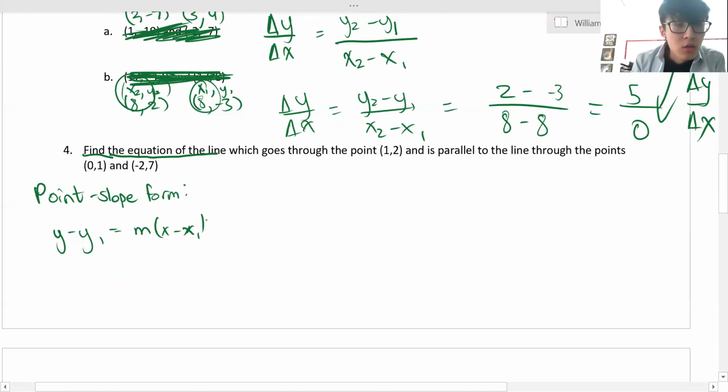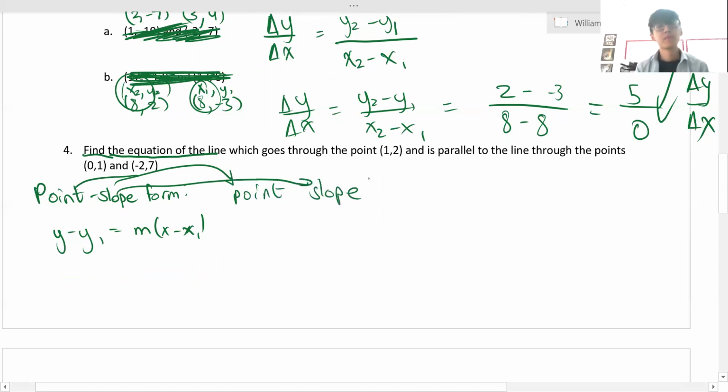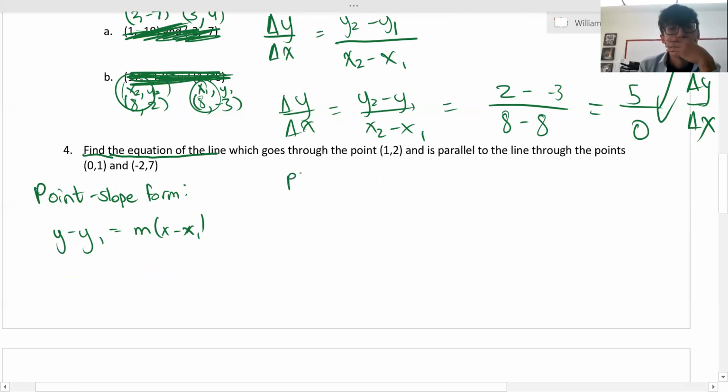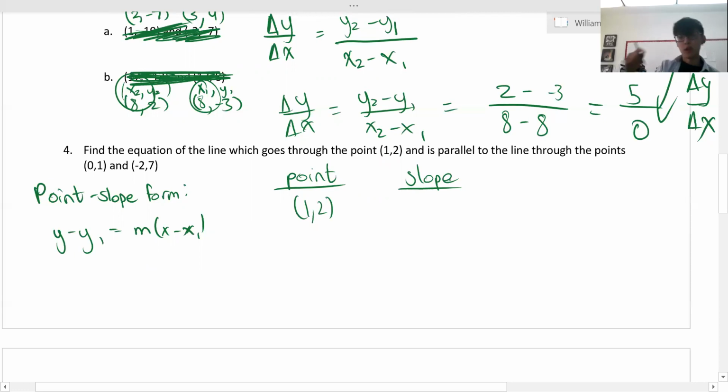Okay, so let's see. Point slope form for this equation, remember I need two things, right? I need a point, and I need a slope. So for my point, well, I'm told my equation of the line goes through the point 1 comma 2. So I'm going to use that as my point, 1 comma 2. And for my slope, well, it doesn't tell me the slope of my line, right? So that's kind of annoying.